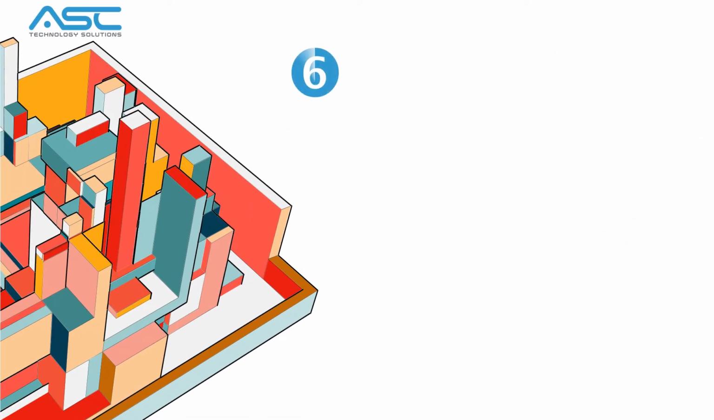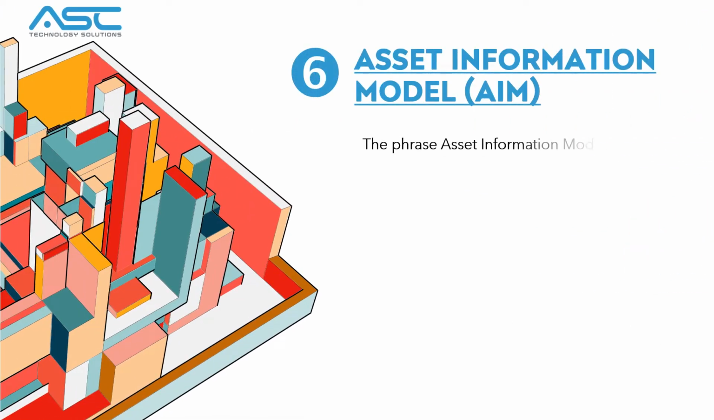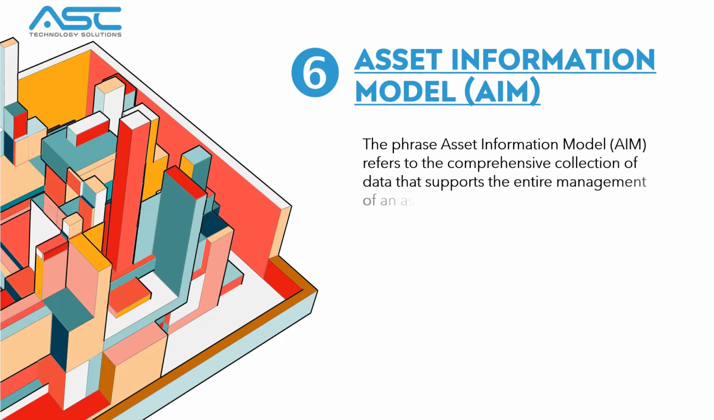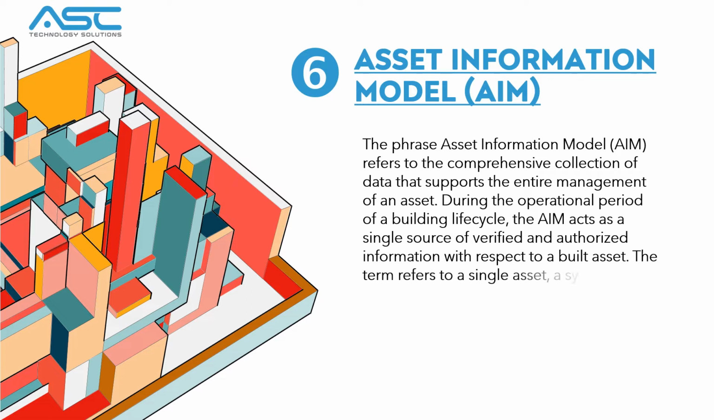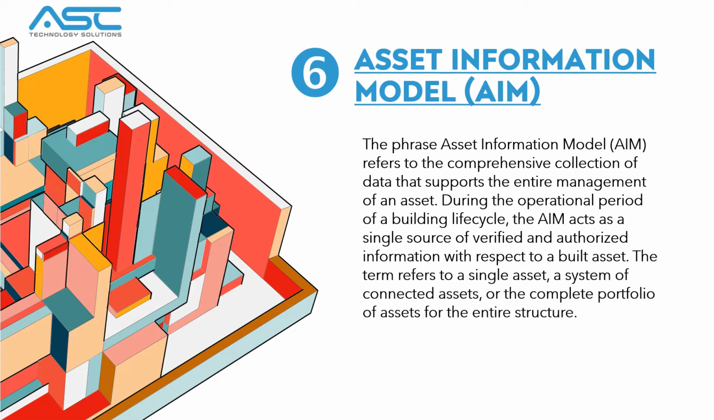6. Asset Information Model, AIM. The phrase Asset Information Model, AIM, refers to the comprehensive collection of data that supports the entire management of an asset. During the operational period of a building life cycle, the AIM acts as a single source of verified and authorized information with respect to a built asset. The term refers to a single asset, a system of connected assets, or the complete portfolio of assets for the entire structure.